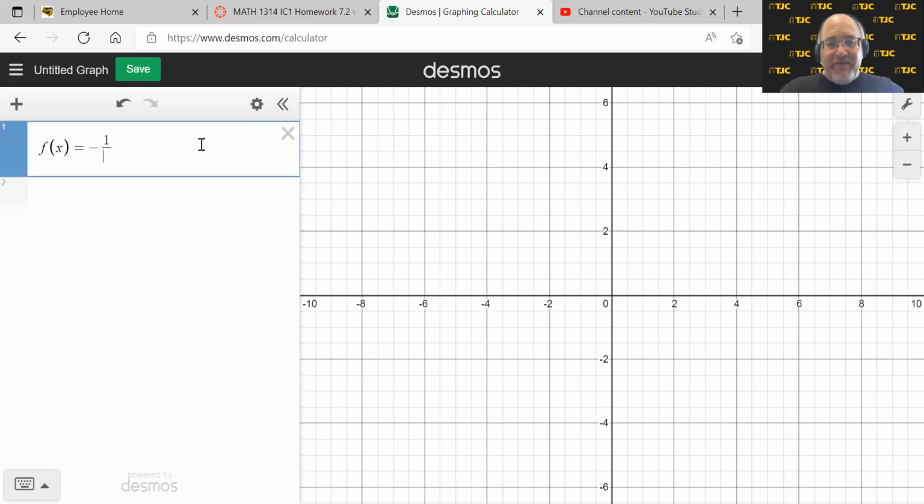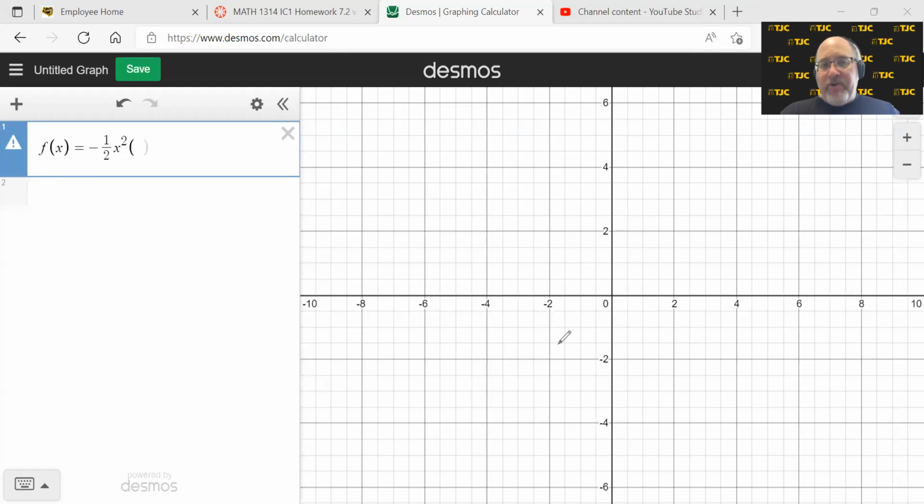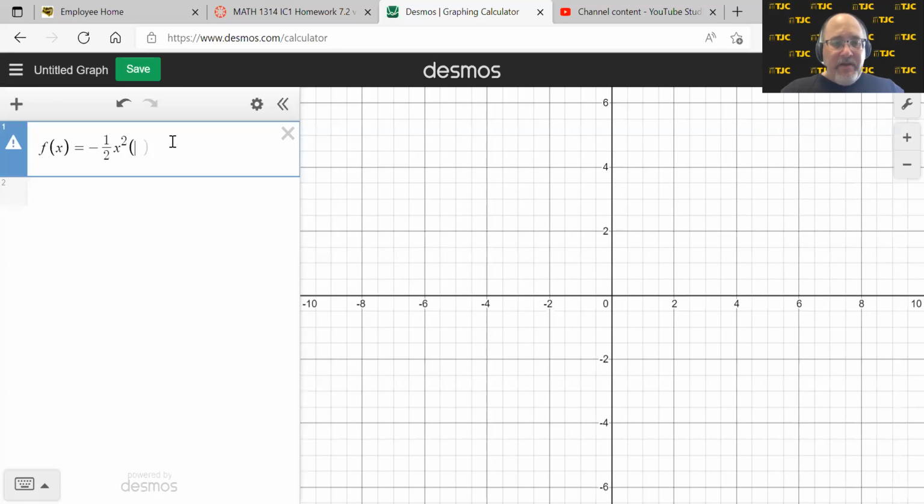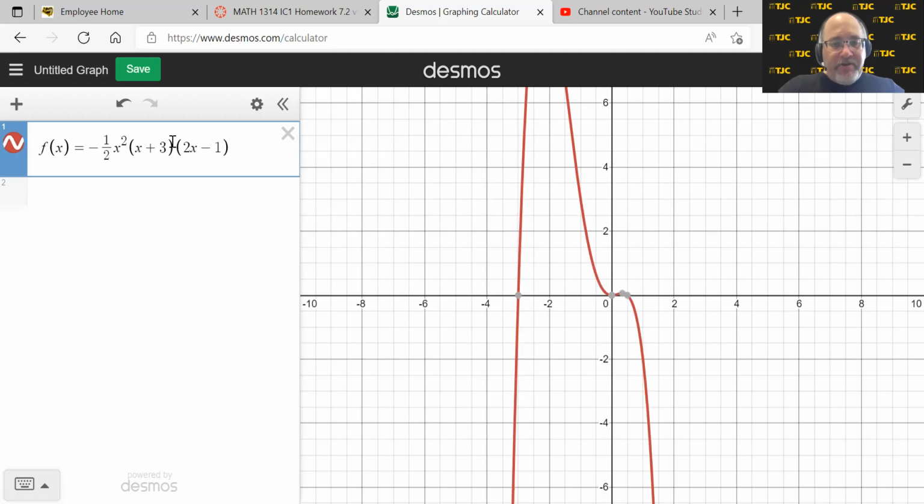F of x equals negative 1/2 x squared, excuse me, x squared, you don't belong there. Didn't get out of the denominator. X squared times, get out of the exponent, times, I believe it was 2x minus 1. I'm going to go back and look real quick. I'll have to reshare it. Hold on. I already forgot what the function was. X plus 3 and then 2x minus 1 to the 4th power.